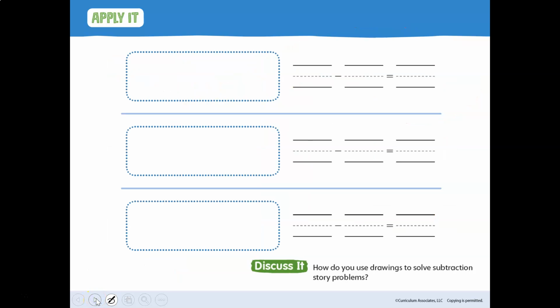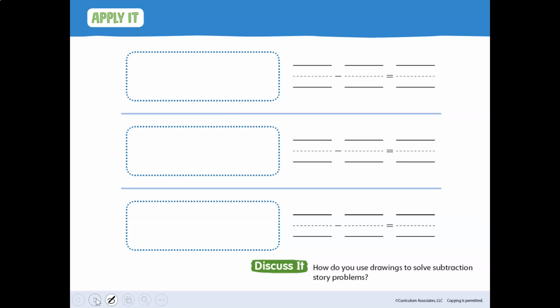Okay, so you're going to continue over here. We're going to do some more number problems, but this time you're going to draw a picture to match the problem. Miranda has 10 books. She gives 5 books to her friend. How many books does she have left?